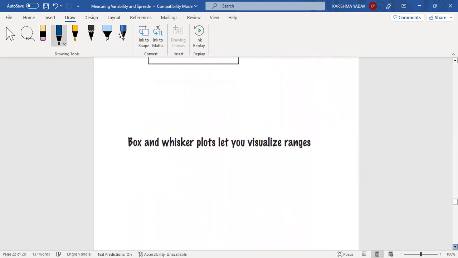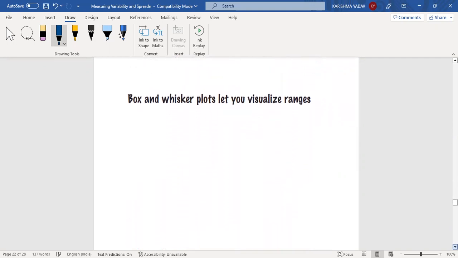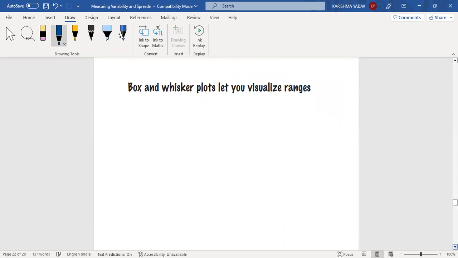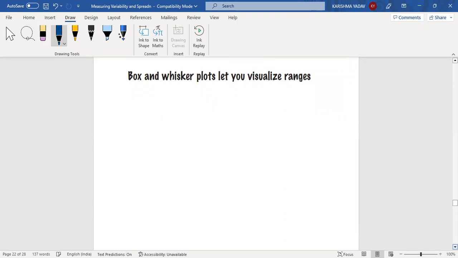Now there is a very important plot, you have heard about it, that is the box and whisker plot, and that lets you visualize the ranges very clearly. We have talked a lot about different sorts of ranges, and it would be useful to be able to compare these ranges. The box and whisker plot helps us very usefully to visualize these ranges. It can also be called just a box plot.